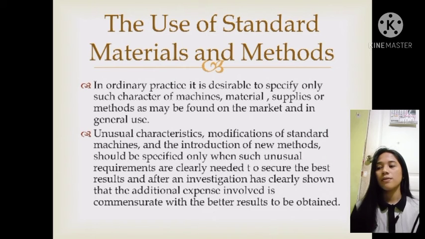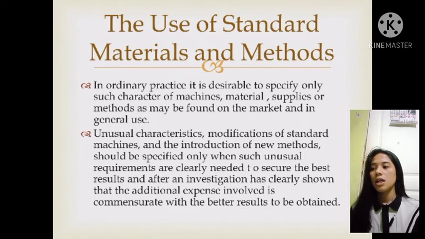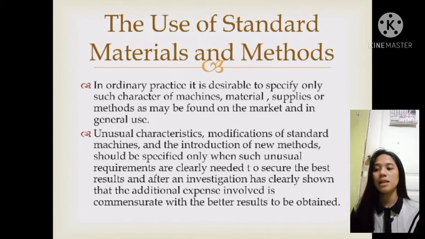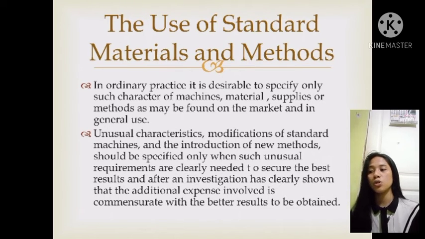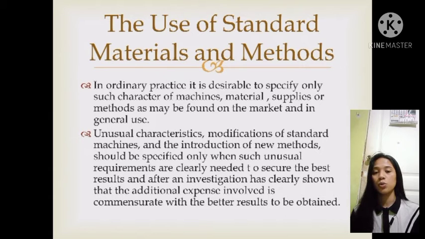Next is the use of standard materials and methods. In ordinary practice, it is desirable to specify only such character of machines, materials, supplies, or methods as may be found on the market and in general use. Unusual characteristic modifications of standard machines and the introduction of new methods should be specified only when such unusual requirements are clearly needed to secure the best results, and after an investigation has clearly shown that the additional expense involved is commensurate with the better results to be obtained.